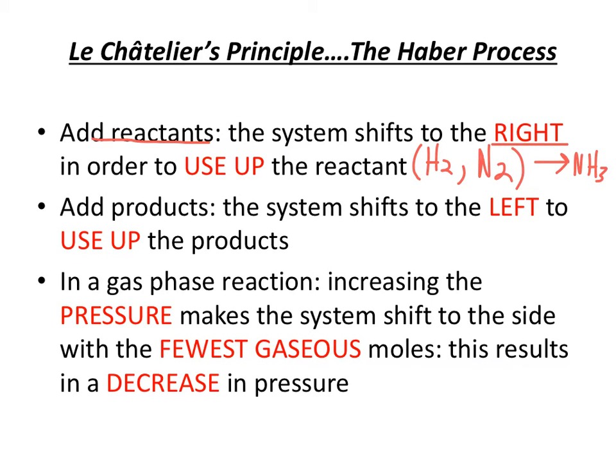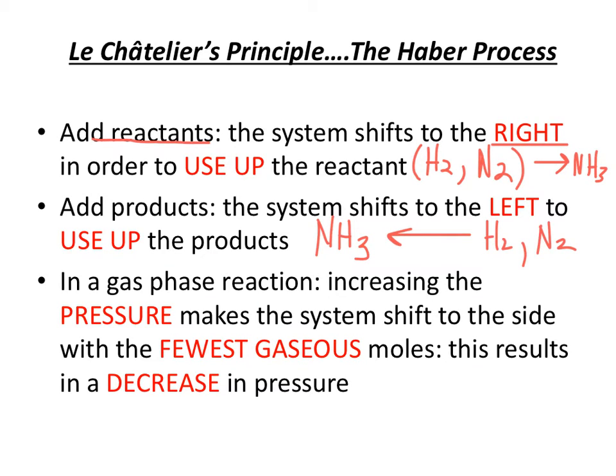If we were to add the products, so if we were going to add product, which would be the ammonia, which is the case we already looked at, the system has to shift to the left in order to reduce the amount of product and reduce the stress. So it shifts to the left and it makes more hydrogen and nitrogen gas in the process.